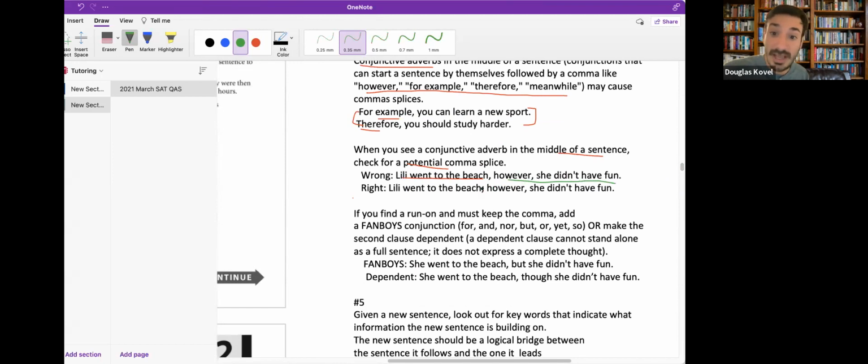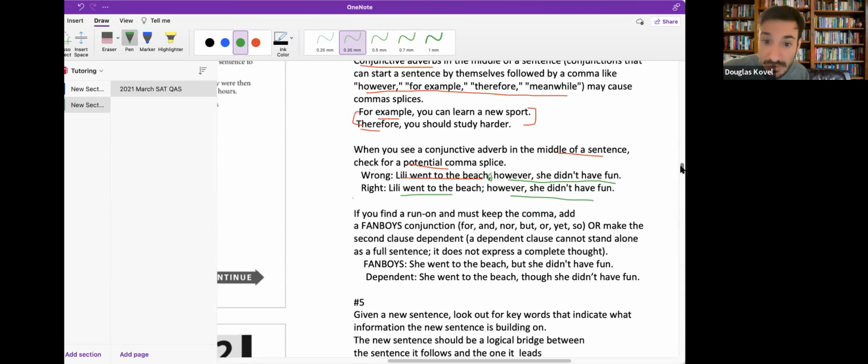So if I want to correct that, I would have to change this comma to a semicolon. So now I have "Lily went to the beach," that's an independent clause. "However, she didn't have fun," that's a full sentence. So I'm all good. However, you're not always given the option to correct with a semicolon because in the real world, there are multiple ways that you could correct a run-on sentence. Changing a comma to a semicolon is just one of them, but the SAT is only going to give you one of many possible ways to correct it.